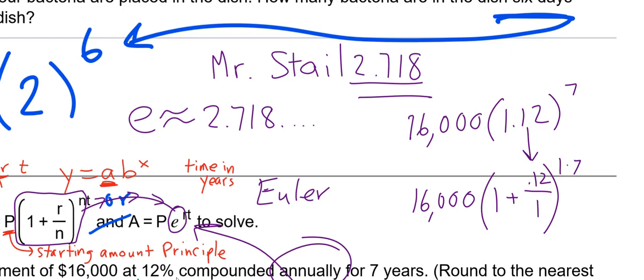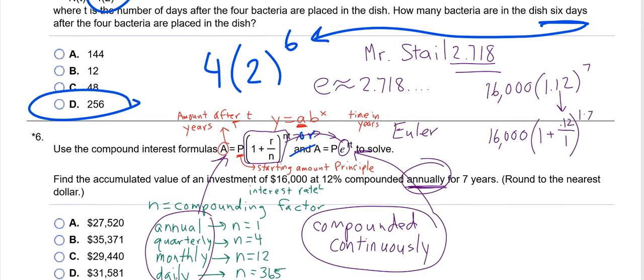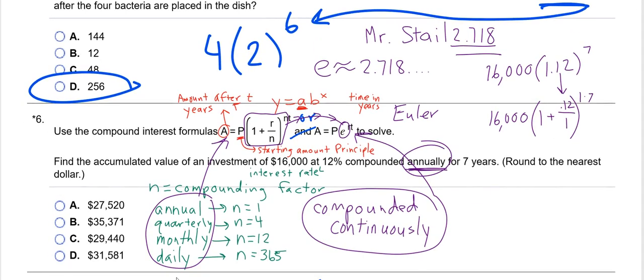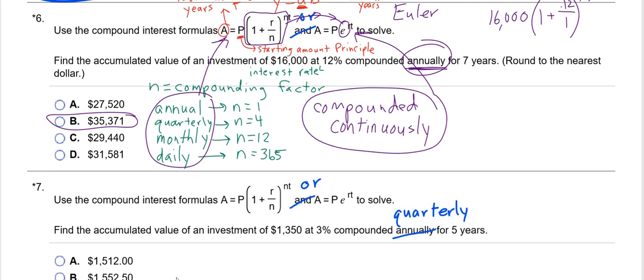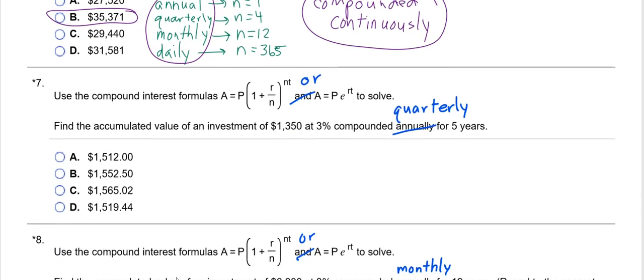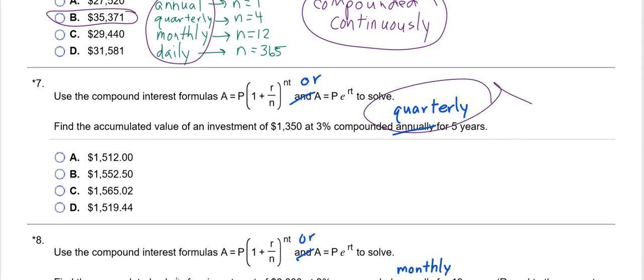We have the answer? What is it? That would be letter B. Can I get a witness on that? Okay. Alright. And before we go, tell me what compounding factor we're going to use on number 7. What compounding factor are we going to use on number 7? We're going to use n equals 4.